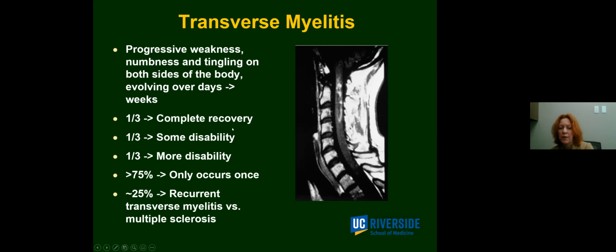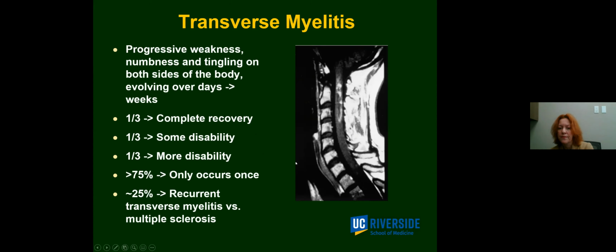So this is caused by an MS lesion, and it causes progressive numbness and tingling on both sides of the body below this level. This is in the cervical spinal cord in the neck. So it's going to cause symptoms probably in the arms and legs. Many people recover completely. Some have more disability. And again, sometimes this only occurs once and the person doesn't go on to develop MS, but it can recur.